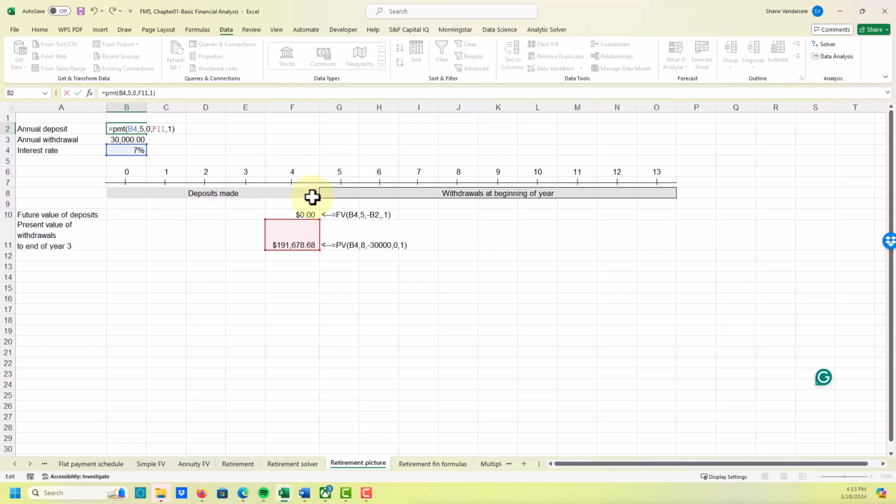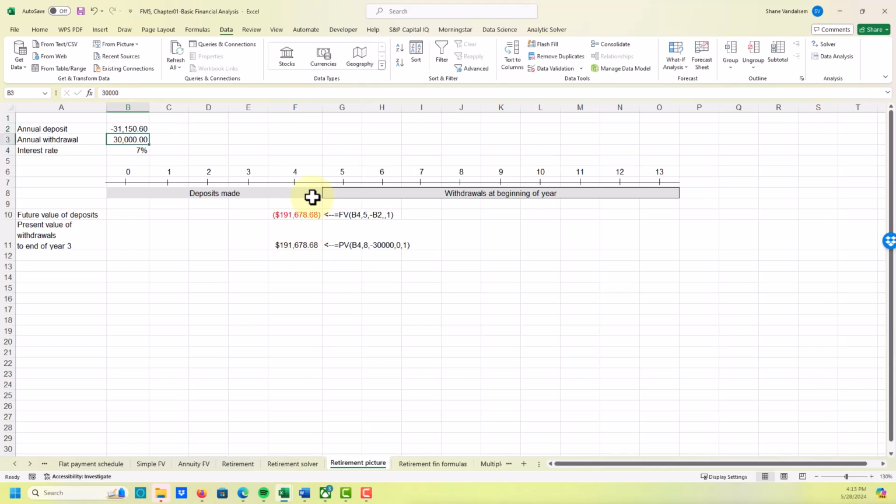Now this is going to show up as a negative number because we put in a positive number for our future value there. But it's the same number as what was in there before, except it's negative now. To make it a nice positive number, I can put a negative sign in front of that payment. So we need to make payments of $31,150.60.